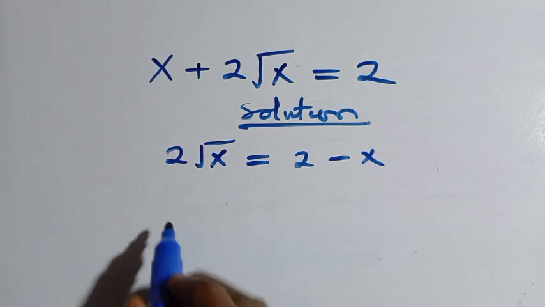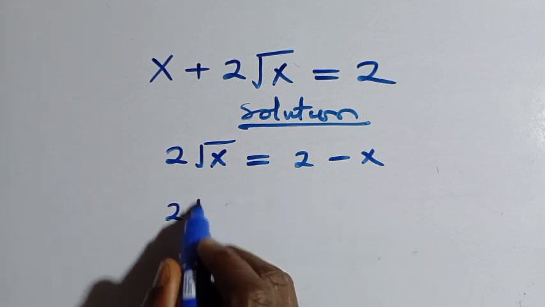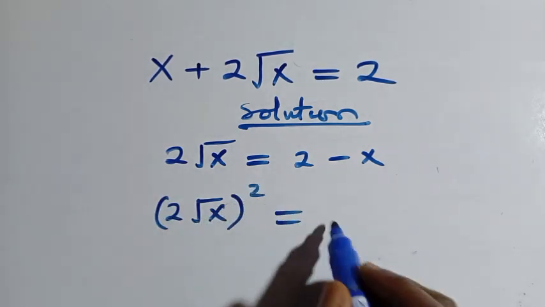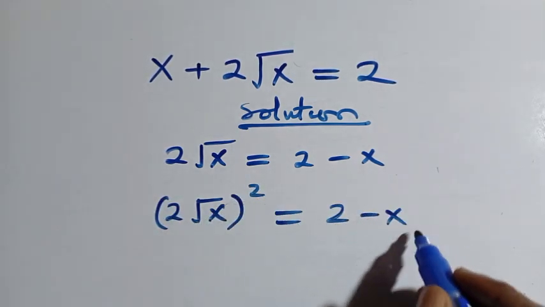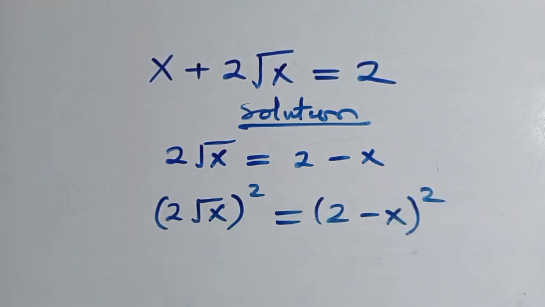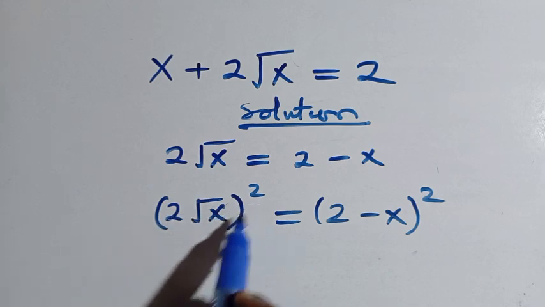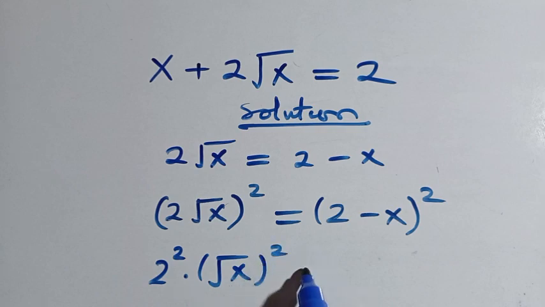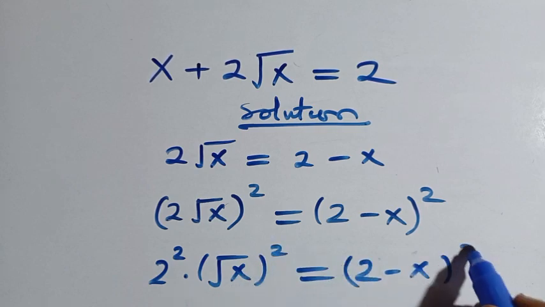Then let's square both sides. By squaring both sides, we have 2 square root x raised to power 2 equals 2 minus x raised to power of 2. And by the rule of exponents, this 2 will take the square and square root x will also take the square. So here we have 2 squared multiplied by square root x raised to power 2 equals 2 minus x raised to power of 2.